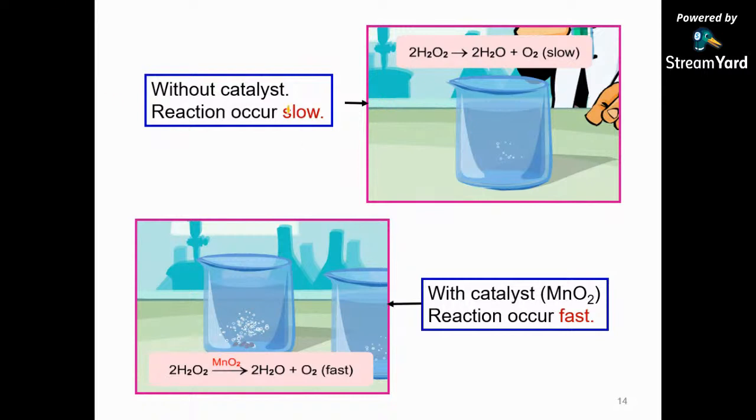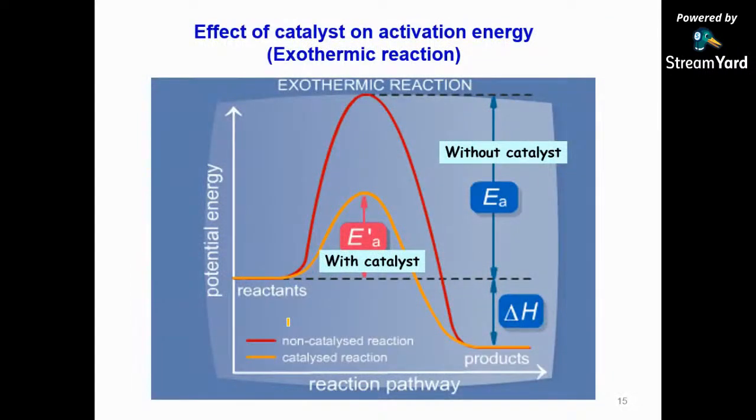So without catalyst, the reaction is slow. After you add the MnO2, manganese dioxide, the reaction occurs faster. Okay, repeat already. So this is the exothermic curve, but here you have to check the red color and the orange color. What is the difference? The orange color is with catalyst. That one has lower Ea. And then the red one is without catalyst, higher Ea. So this is the function of catalyst in the reaction rate.